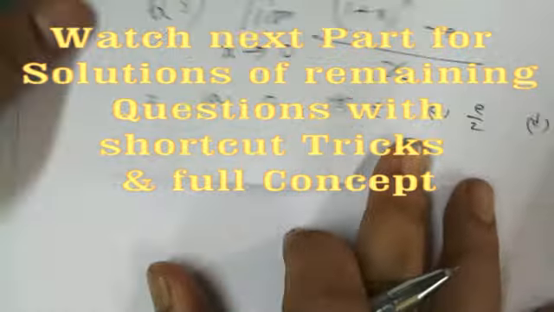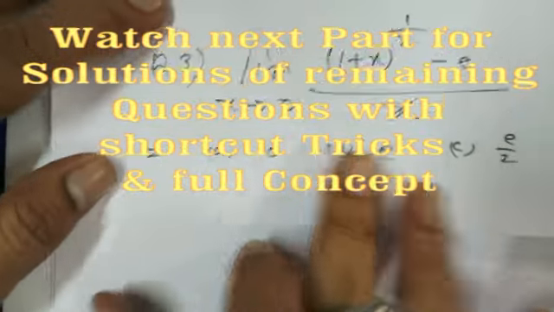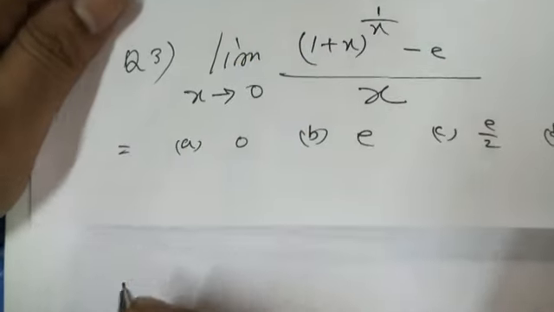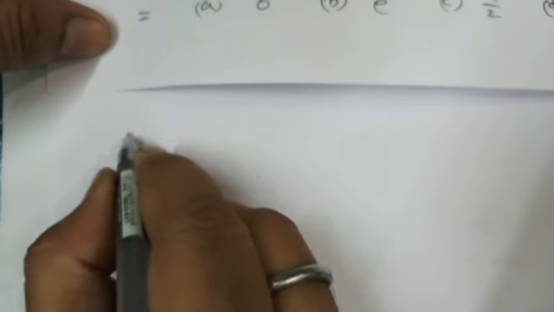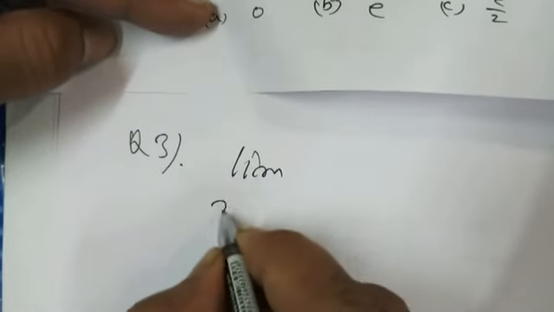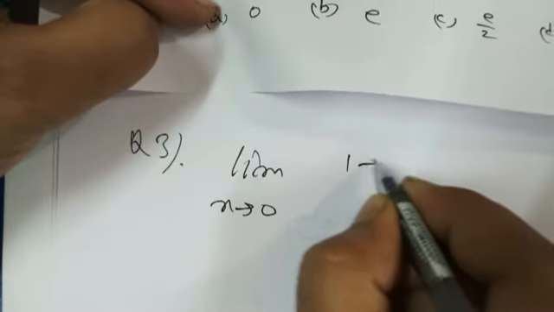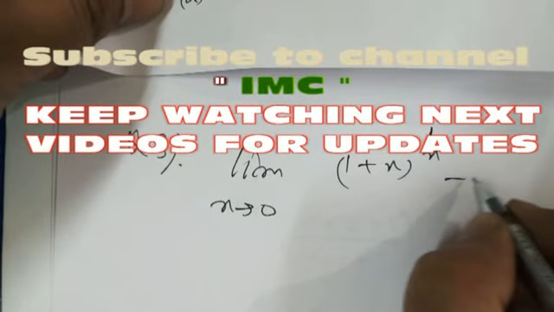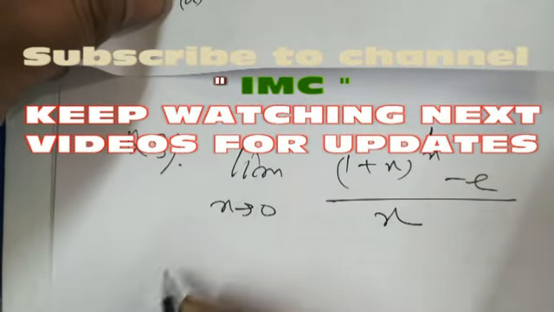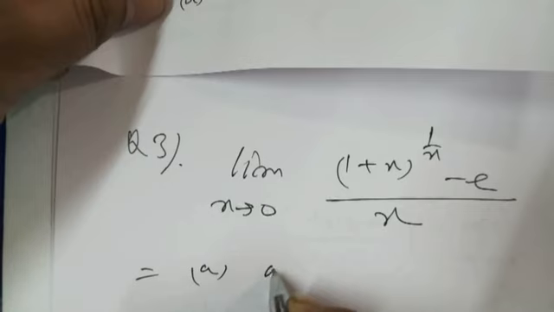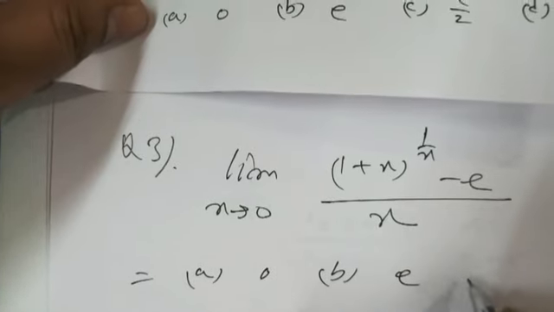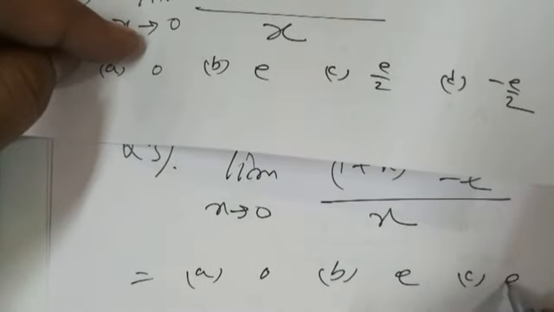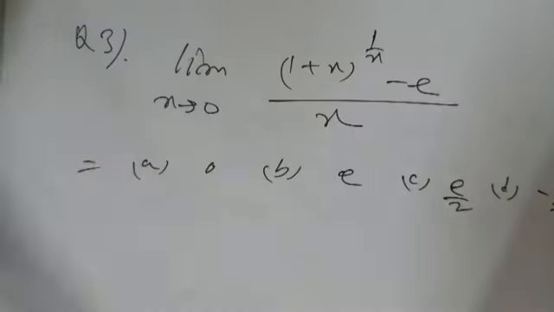Now question number 3. Question number 3 is also important. Limit as x tends to 0 of ((1 plus x) whole power 1 by x minus e) upon x. Its options are: option A is 0, option B is e, option C is e by 2, and option D is minus e by 2.